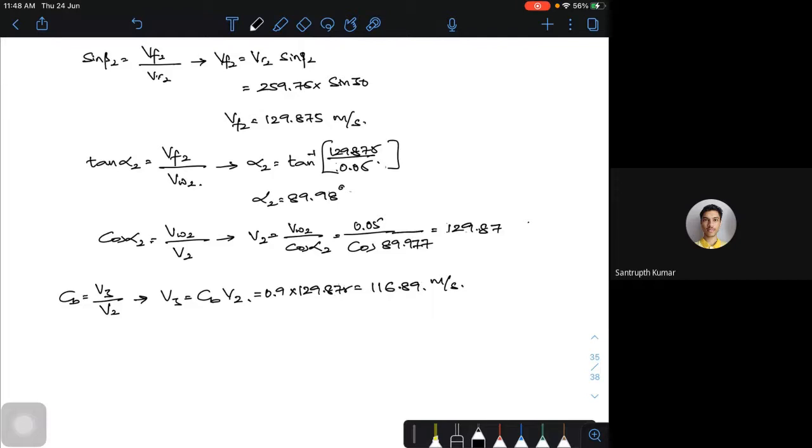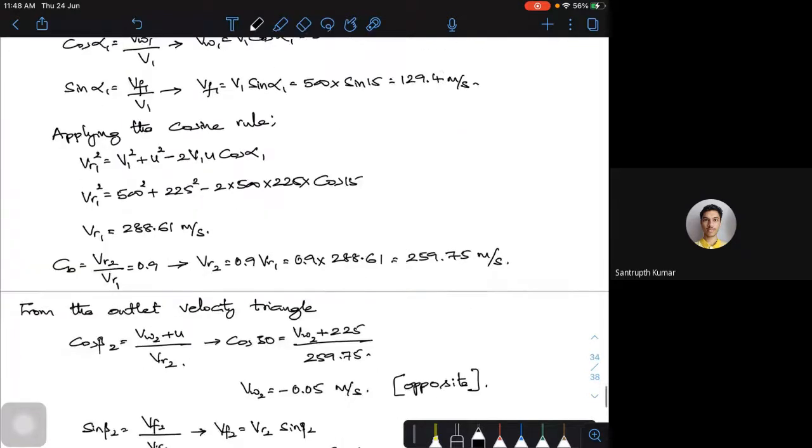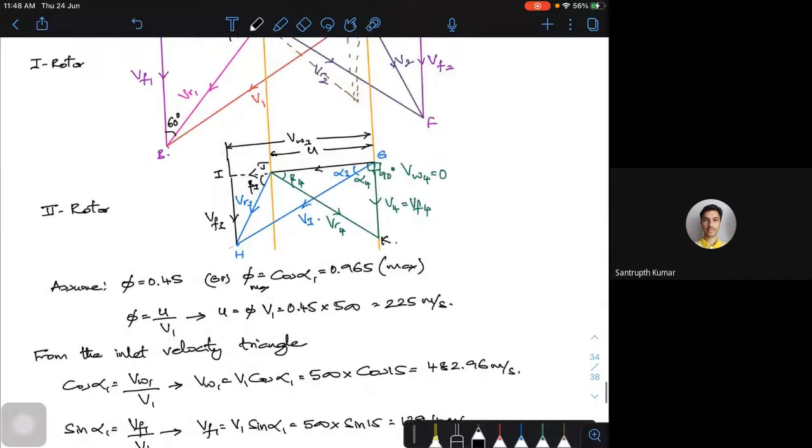Now V3 is equal to CB into V2. Now from the second stage velocity triangle, let us go to this particular triangle. Here also I need to find VW. So VW3 and VW4. VW4 is 0 because it's axial. So I need to find only VW3. If I'm able to find VW3, I can easily find the work done, and I can easily find the blade efficiency or vane efficiency or diagram efficiency, everything.